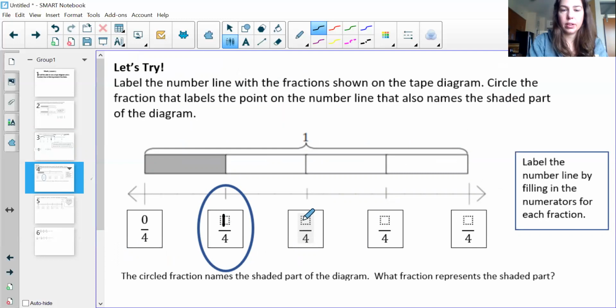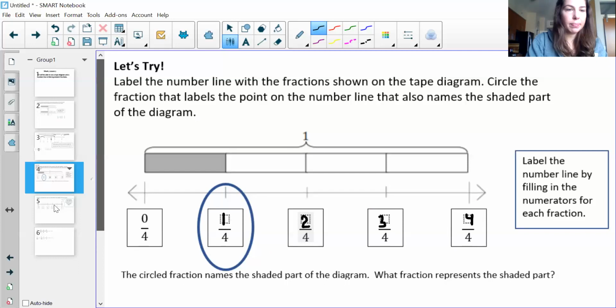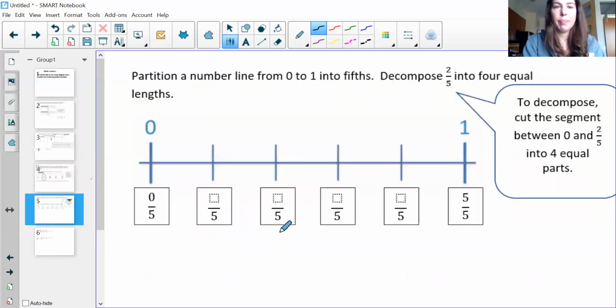So we're going to fill it in. 1/4, 2/4, 3/4, and 4/4. 1/4 is shaded, so it's circled. All right, that was it for this one. Partition the number line from 0 to 1 into fifths. So that's what we're going to do first.